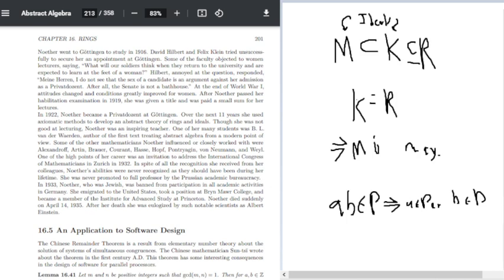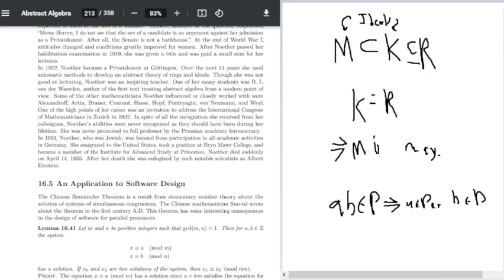Just a thing to say, Noether's contributions to abstract algebra are kind of ridiculous. Abstract algebra would not be where it is today without Emmy Noether. So this extremely long historical note is very much justified. Anyways.